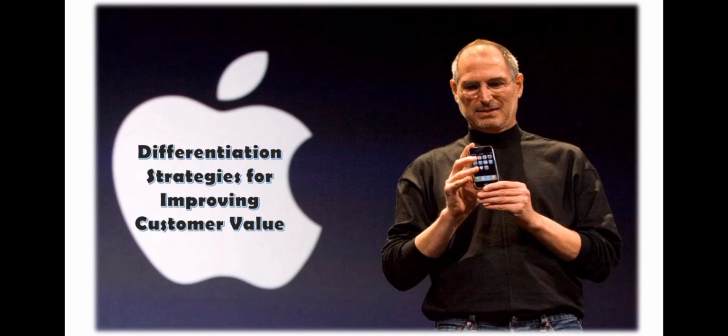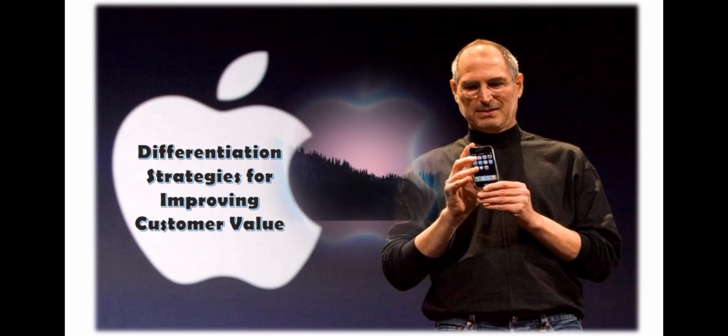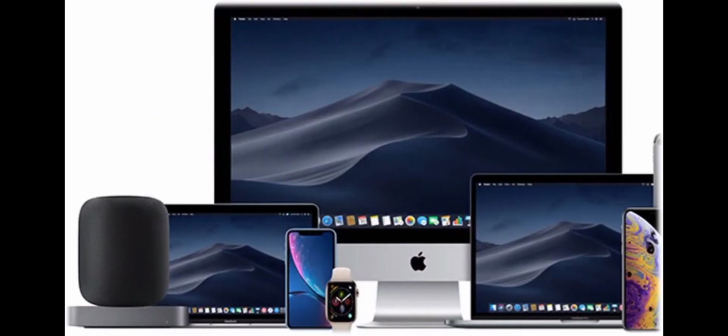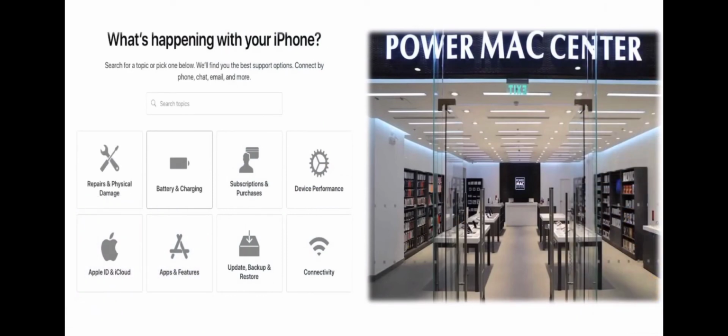Step 2 is improving customer value. Once in a while, Apple companies become popular because of their products and services. While they are innovating and improving their products, they add more features that make their product classy and appealing. They focus on customer service and responsiveness through helping and meeting the needs of the customers. It can be done online through the Apple Support services, or it can be done at the Power Mac Center.